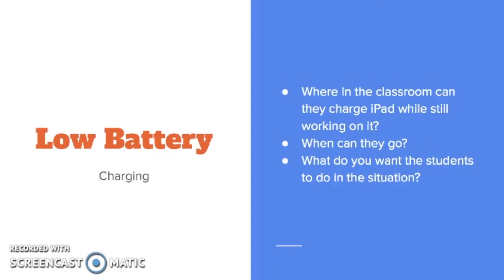And then the red battery. How are you going to have the kids handle a situation when their battery is low? Are you going to have a place for them to charge it and still work on it? Are they just going to plug it into the charger and not work on it? Based on your classroom, what is going to be the best for your classroom?